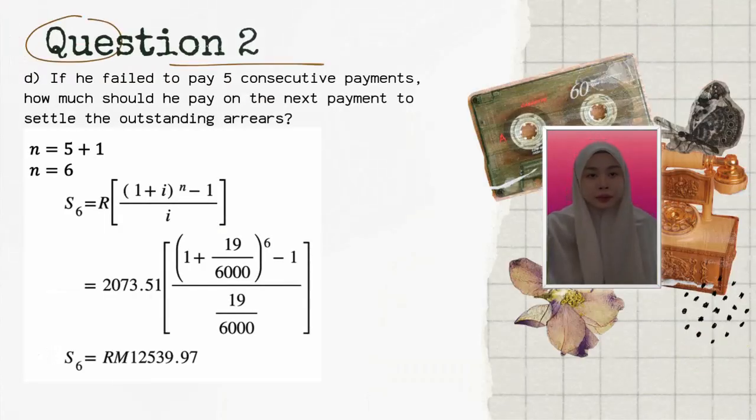If he failed to pay 5 consecutive payments, how much should he pay on the next payment to settle the outstanding arrears? The answer is S equal R[(1 plus i) to the power n minus 1] divided by i. S equal to 2,073.51, times 1 plus 19 over 6,000 to the power of 6 minus 1, over 19 over 6,000. The answer is 12,539.97.